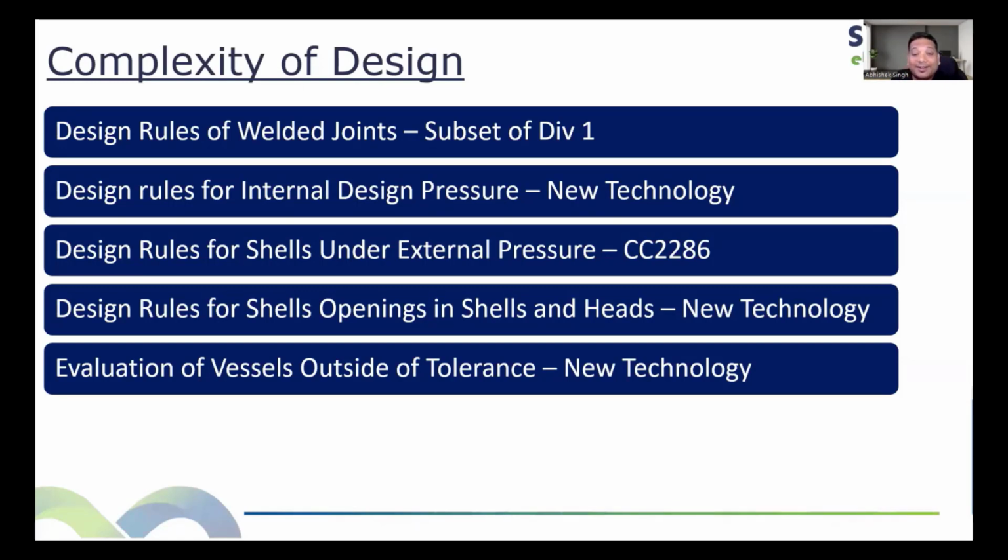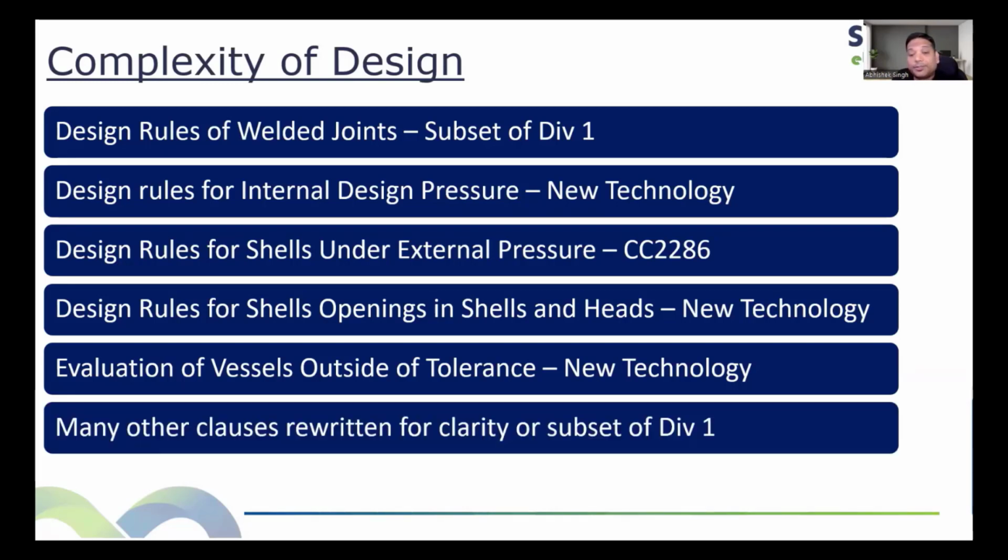Next, evaluation of vessel outside tolerance. If your vessel is outside tolerance, how will you evaluate that? Here there is API 579, and the methodology of that is adopted here. So API 579 and ASME FFS, fitness for service, is what is used here. But that is also a new technology.